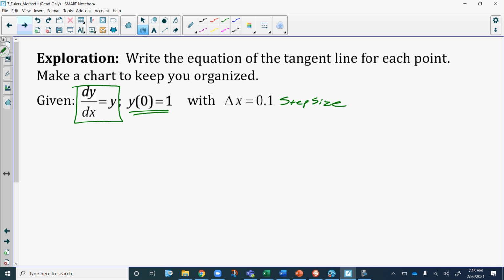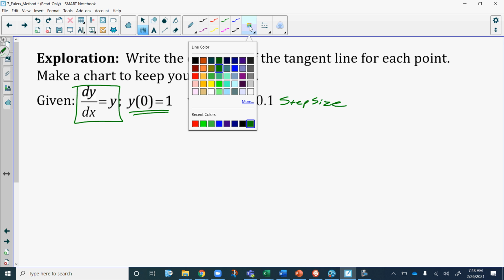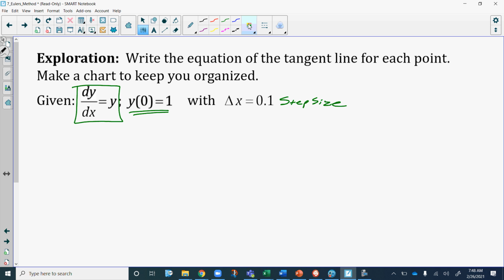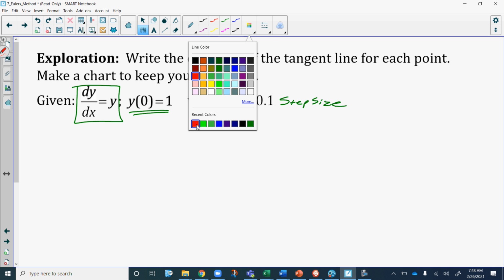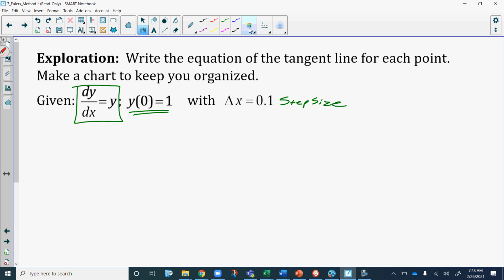Okay, so typically the way that I like to look at Euler's method whenever I'm having to do it is, here, let me pick a different color. A lot of times what I like to do is I just say, okay, well, we have x, and then we're going to do something that'll give me a y.